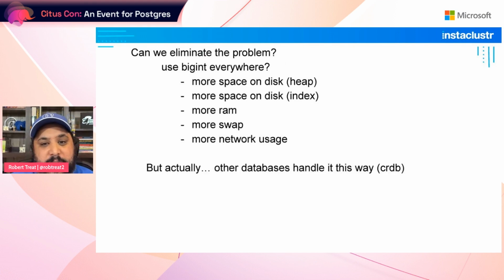The other thing that people will do is they take a stronger approach and say, well, what if we just use big int everywhere? And you can do that. Just be aware, and this is usually what knocks people off of this path, that you are going to probably have to use more space on disk, whether it's in the table or in the index. It'll take more RAM, more swap potentially for queries, more network usage as you're sending data back and forth. And usually people say, well, I hate to waste the resources on numbers that aren't actually that big.